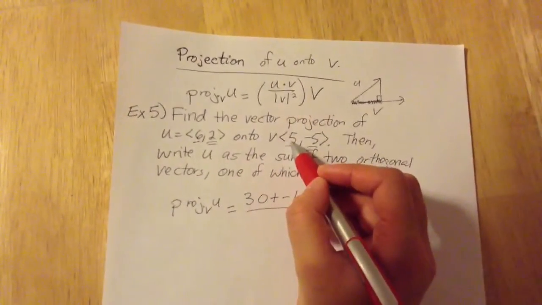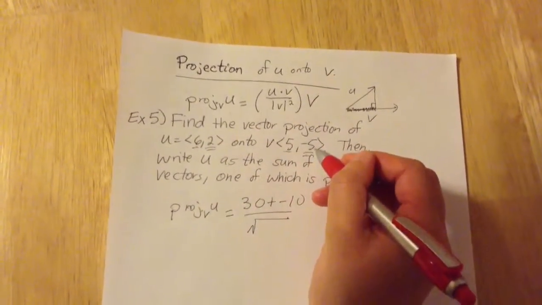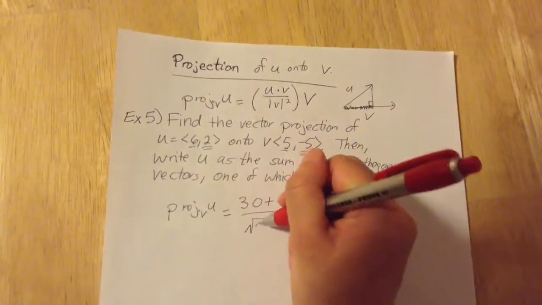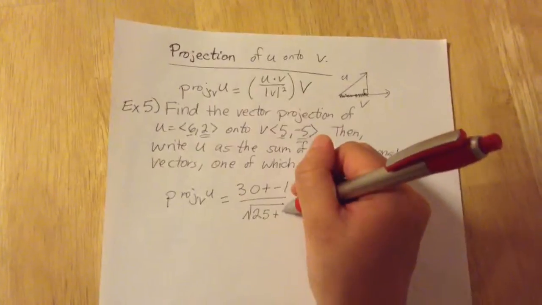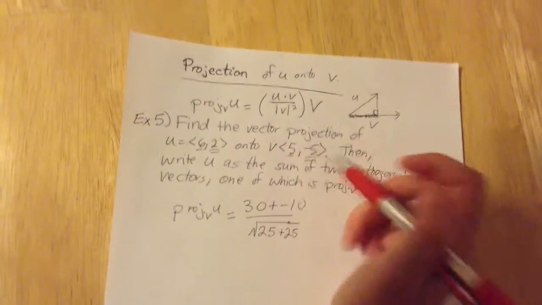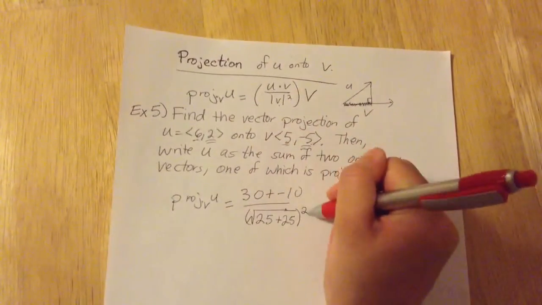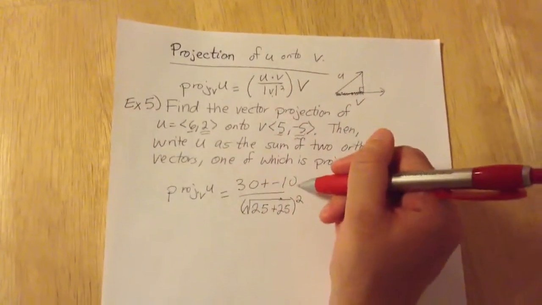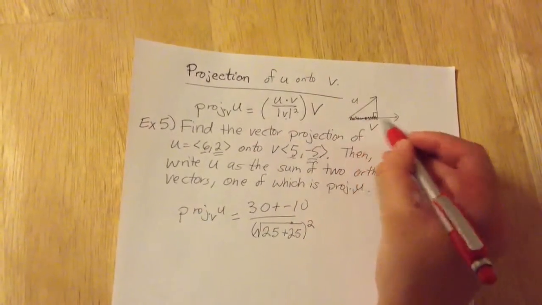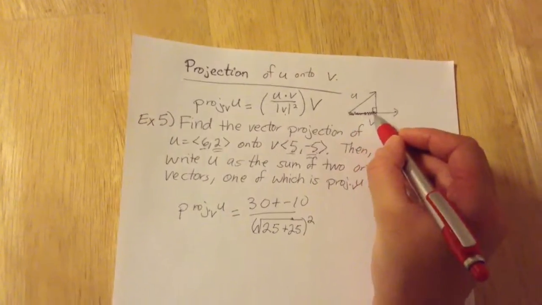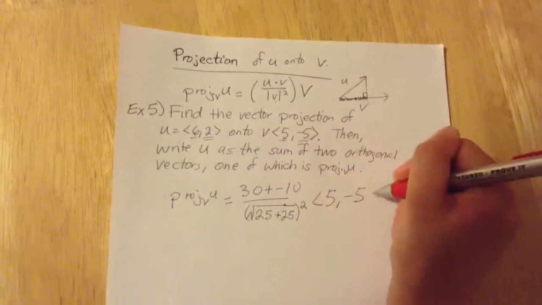So to find the magnitude of v, you do the square root of x squared plus y squared. So x squared, 5 squared is 25, plus y squared, negative 5 squared is also 25. Then, just like the formula over here, we're going to square it. Once we get this answer, it'll just be a scalar number. We're going to multiply that times the vector v, so then it goes in the same direction of v, it's just a different length. So the vector v is 5, negative 5.